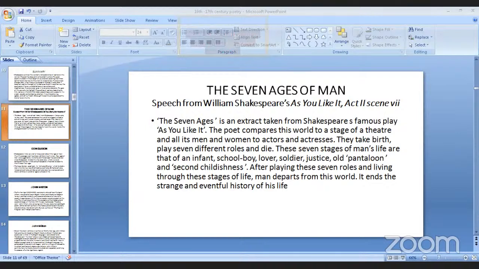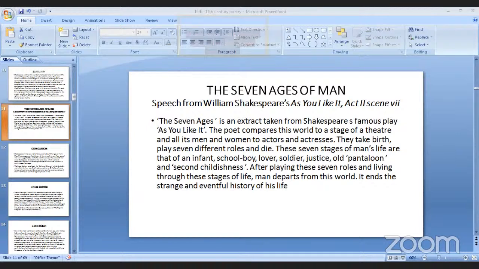Now, let me just give you a little more into it. This is in fact a kind of monologue. So in the speech, he tries to examine the changes that take place over the course of a man's life. As I told you, baby or infant, schoolboy or child, lover, soldier, and instead of justice, you can even take it as a judge, old man, and extreme old age.